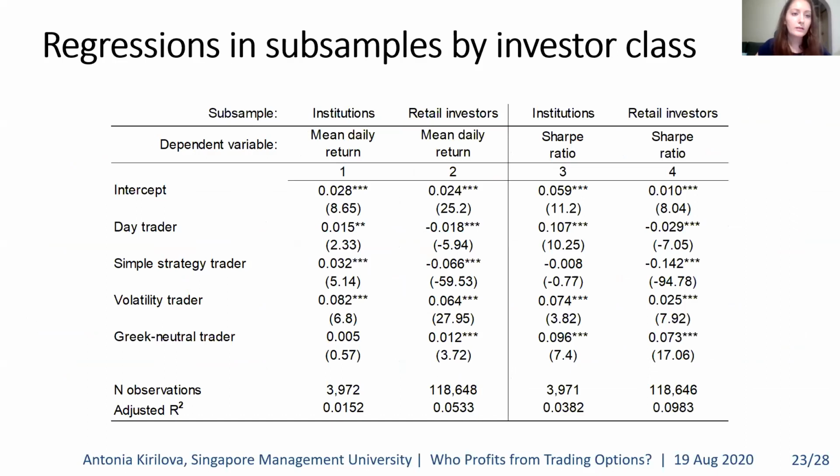Next, we want to look at regressions in subsamples by investor class. So we look at the institutions and retail investors separately. And again, the results are consistent with the graphs that I showed you. So for day traders and for simple strategy traders, the institutions are profitable while retail investors lose money, while the volatility traders and Greek neutral traders always outperform the other accounts.